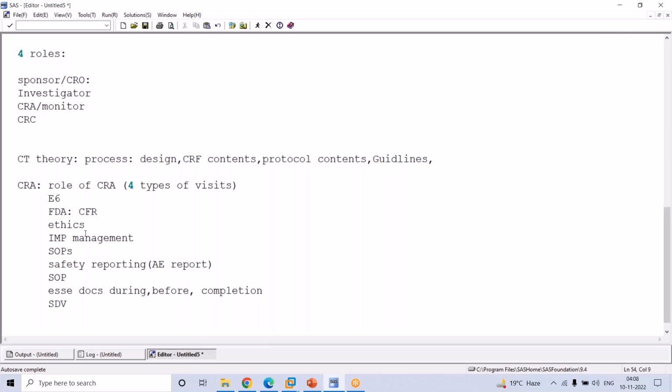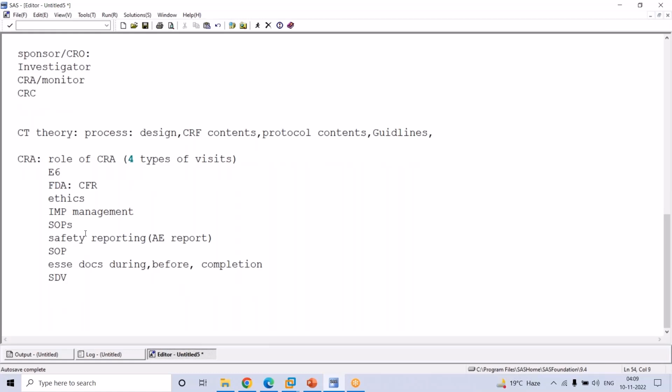They do source data verification, that I'll cover. Source data verification in paper as well as electronic. Both will be covered. So CRA will log into EDC systems. I'm going to cover data collection methods, and how they log into EDC, how they check the data, how they verify the data. They cross-check with the source documents.